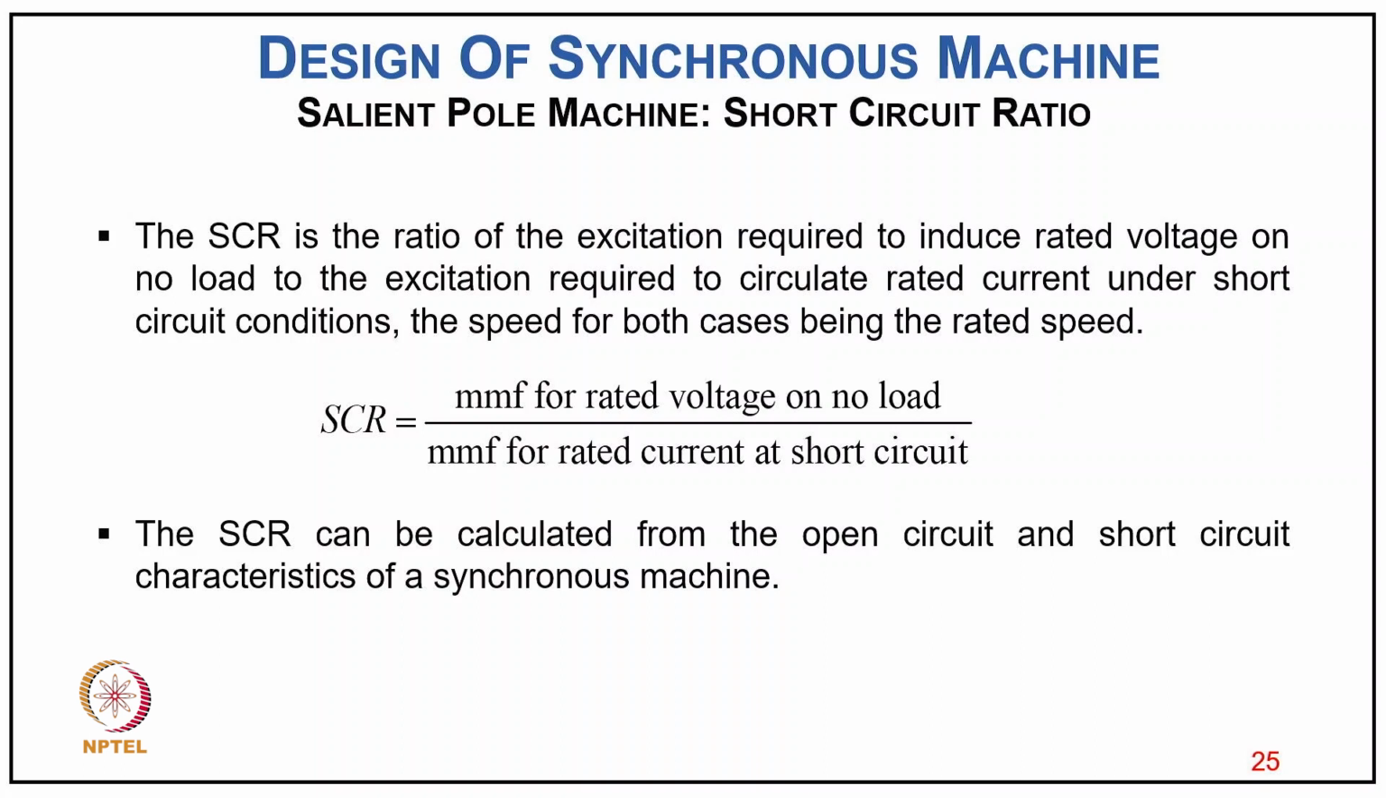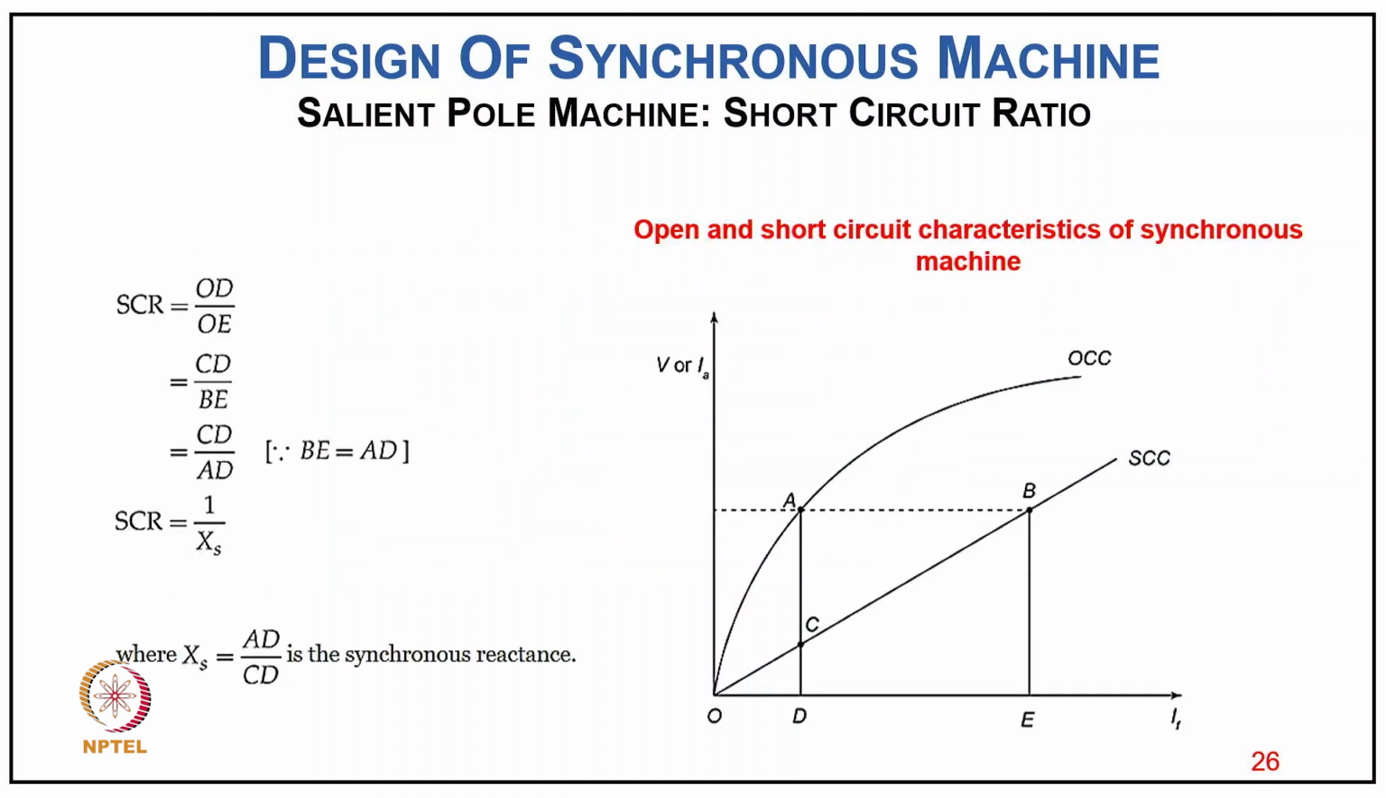So SCR can be calculated from the open circuit and short circuit characteristic of the synchronous machine. Here you can see how the open circuit characteristic and short circuit characteristic are shown, and from this you can find SCR equal to OD upon OE, equal to CD upon AD, or SCR equal to 1 upon Xs, or Xs equal to AD upon CD is the synchronous reactance.